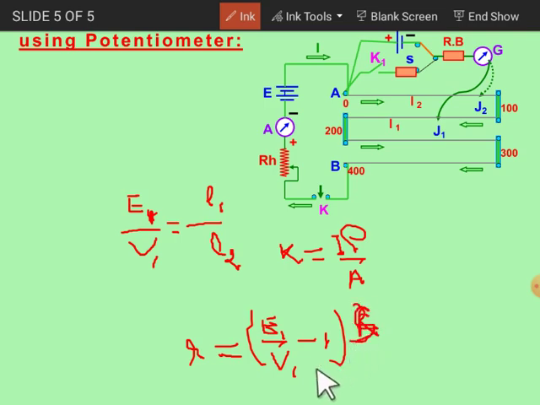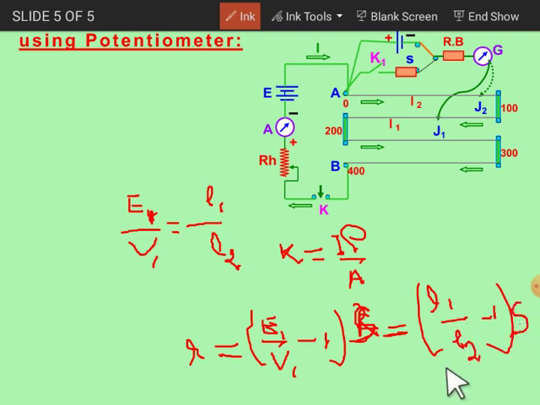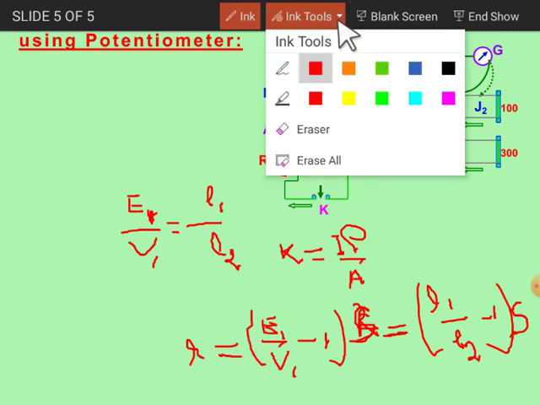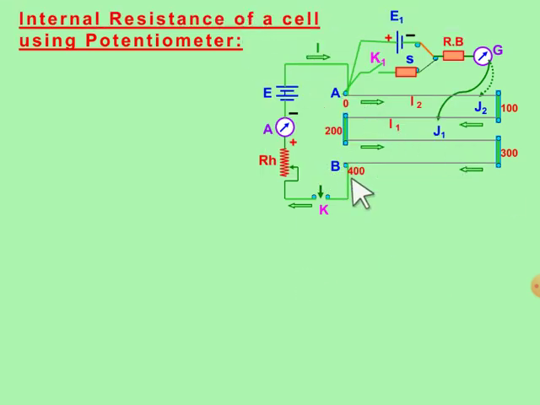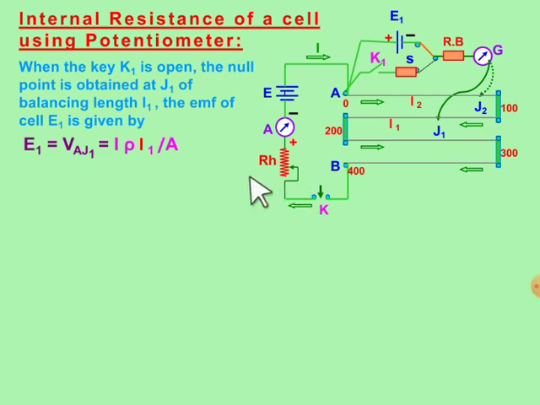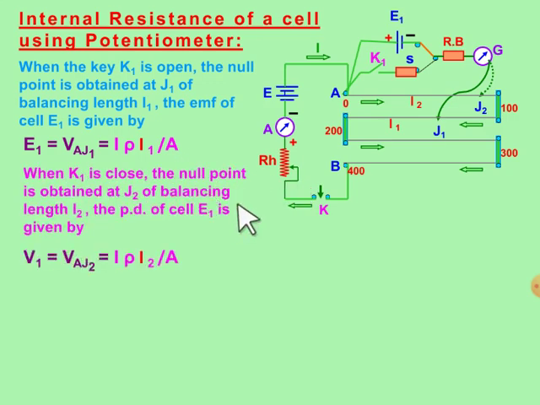So after finding that E1 by V1 is equal to L1 by L2, by taking the balancing length and the shunt resistance, you can easily find the internal resistance. Likewise, you can easily find all those things. So let's try to learn those, whatever is written here, step by step. It will all be coming here, whatever I have told you.